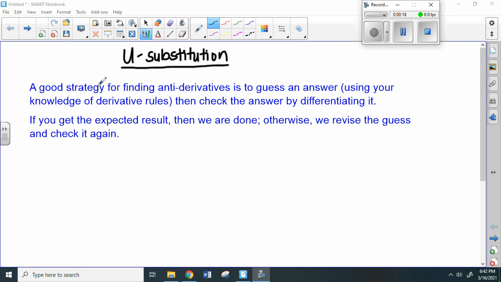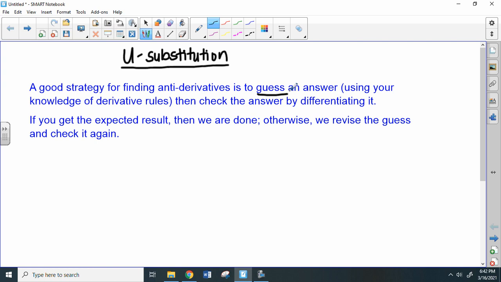A good strategy for finding antiderivatives, remember that means taking the integral, is to guess an answer using your knowledge of derivative rules, and then check the answer by differentiating it. If you get the expected result, then you're done. Otherwise, you revise your guess and check it again. Let me show you what I mean.